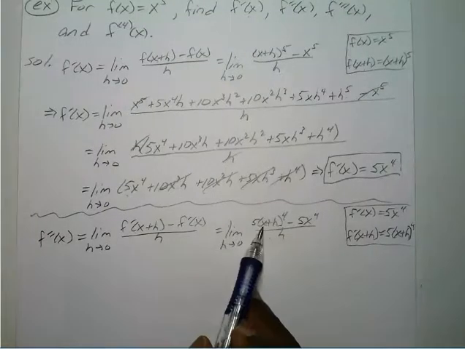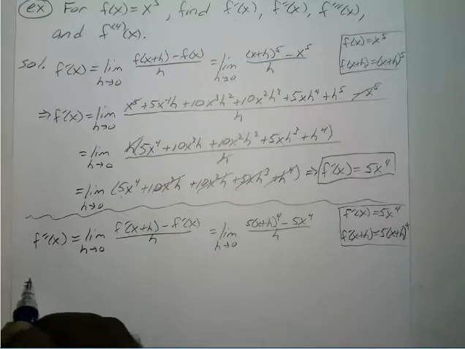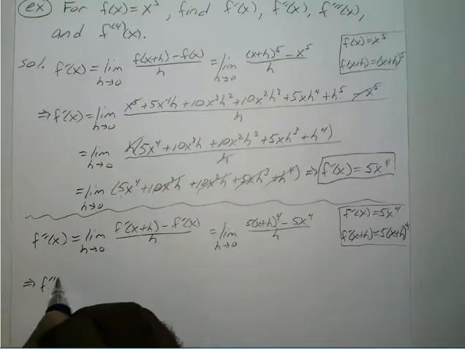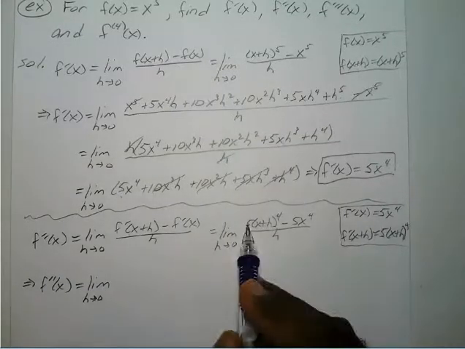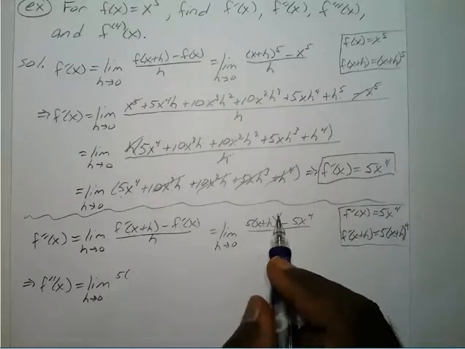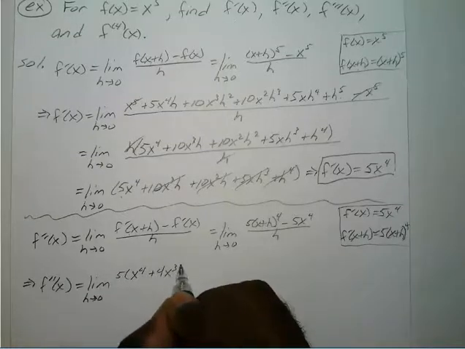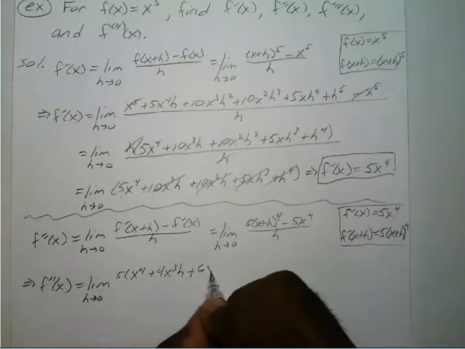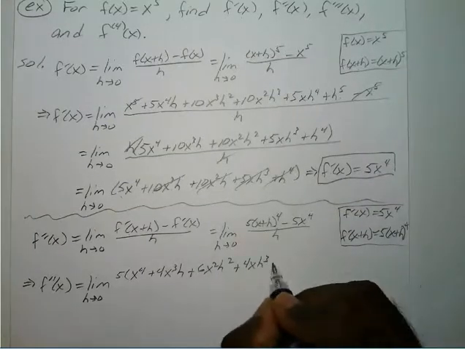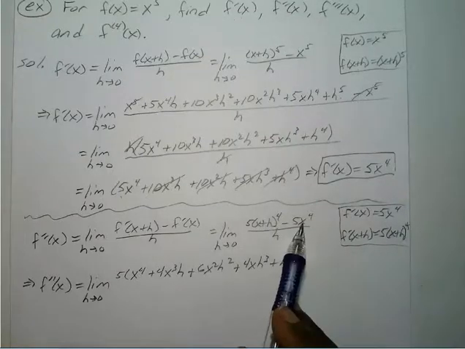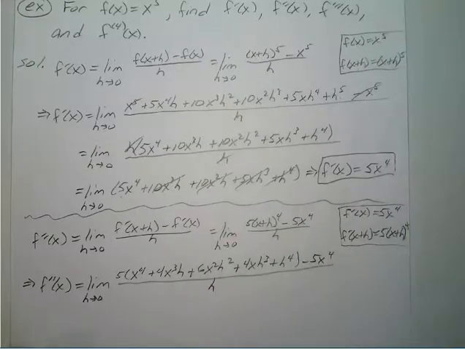Just like before, for x plus h to the fourth power, using either Pascal's triangle or binomial theorem, your second derivative is equal to the limit as h approaches 0 of 5 times x plus h to the fourth power, which will become x to the fourth power plus 4x to the third h plus 6x squared h squared plus 4xh to the third plus h to the fourth, minus 5x to the fourth, all over h.